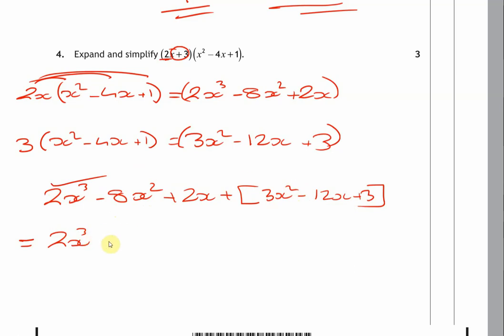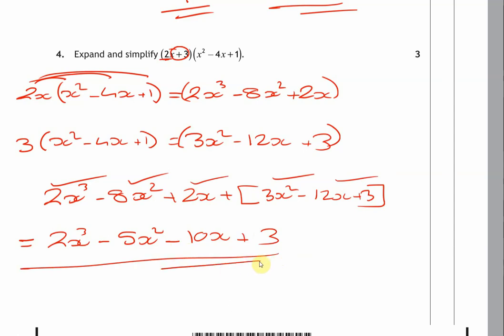So that would give us minus 5x squared. So we've dealt with the x squareds. Now we then have 2x plus minus 12x. So that would give us minus 10x. We've dealt with all the x's, and then the plus 3 will just sit by itself. And that is your final answer.